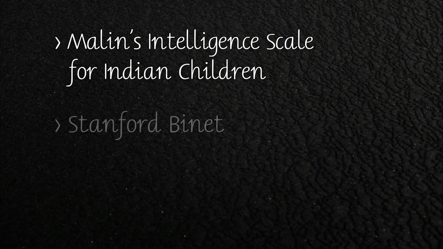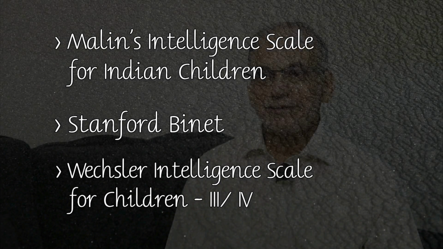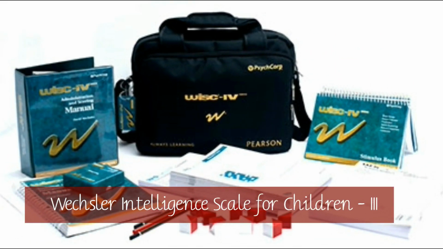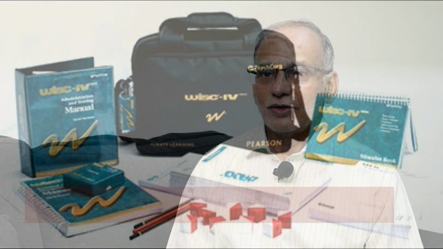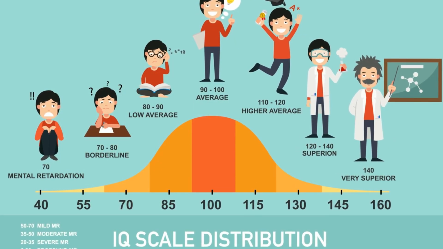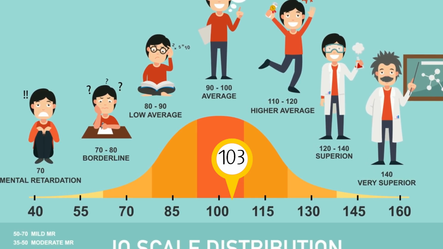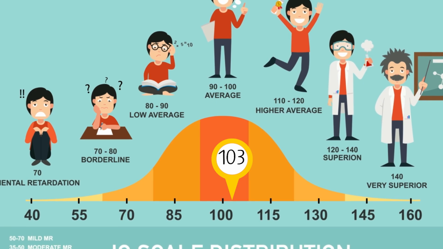The psychologist had an option to use the Malin's Intelligence Scales for Indian Children, the Stanford-Binet, or the WISC-3 or WISC-4. She chose to administer the third edition of the Wechsler Intelligence Scales for Children, commonly known as the WISC-3, to Seema. The test result indicated that Seema had a full-scale IQ score of 103. This score falls within the average range of intelligence.